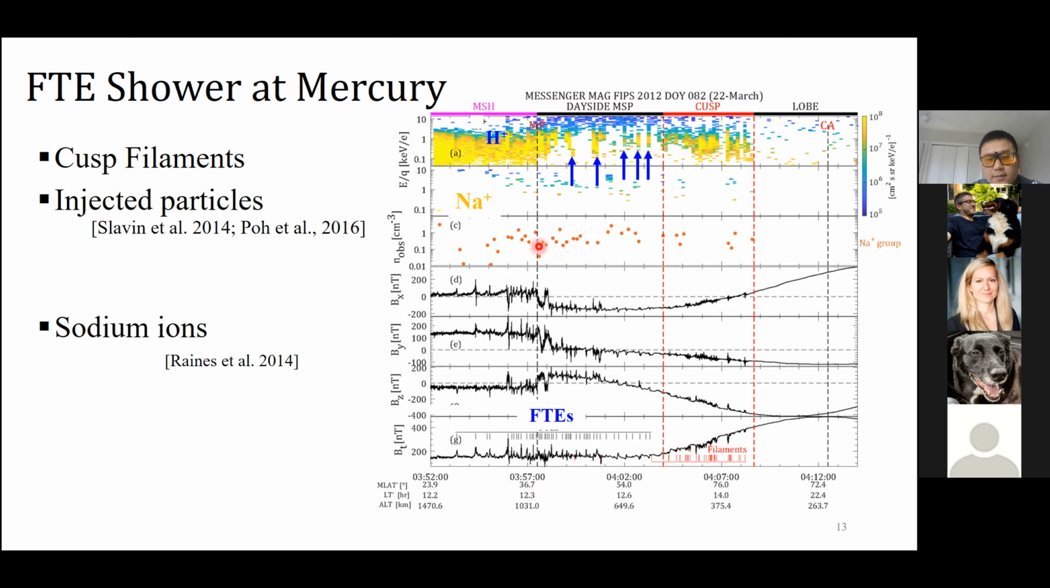Okay, so in the day-side magnetosphere near the magnetopause, at the same time, we observed a large number of sodium ions. The sodium ions originated from Mercury, from the planet. And during FTE shower intervals, we did observe a large number of them.